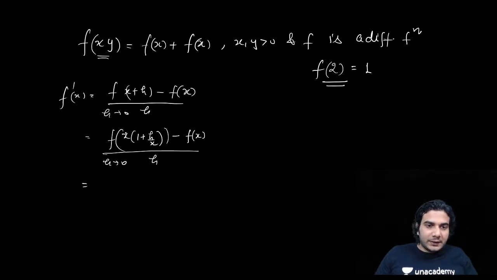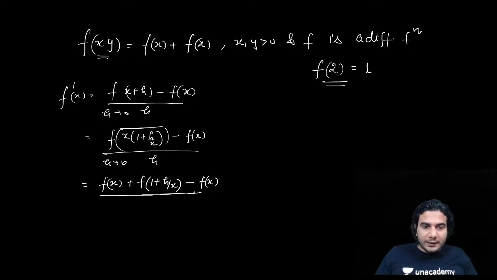Now you can write this f of x into this: f of x plus f of (1 plus h upon x), minus f of x, divided by h. Now you can see this f of x will get cancelled, then h is approaching 0. So you can write f of (1 plus h upon x).